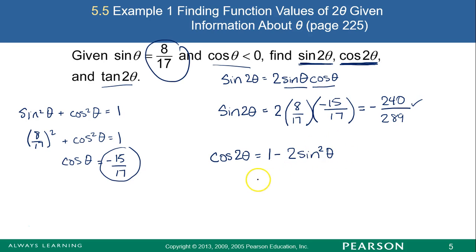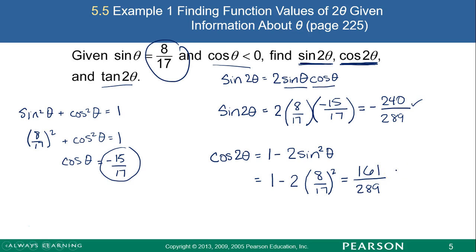Okay, so write that in. 1 minus 2, and our sine value is 8 over 17. And then square that. Do all the math on this one, figure that out. And what we end up with is 161 over 289. Okay, and there is one other.